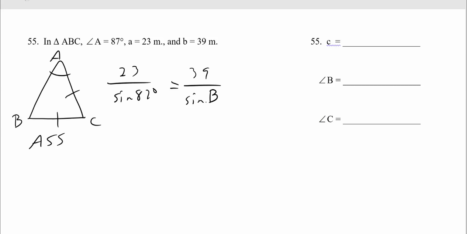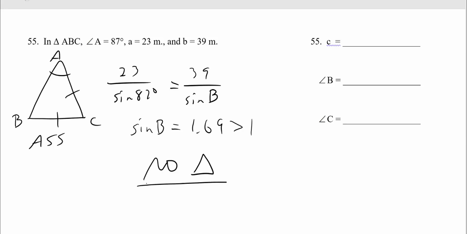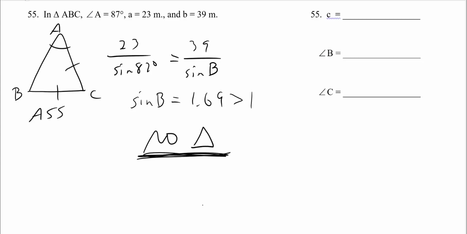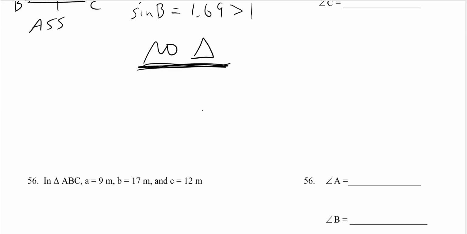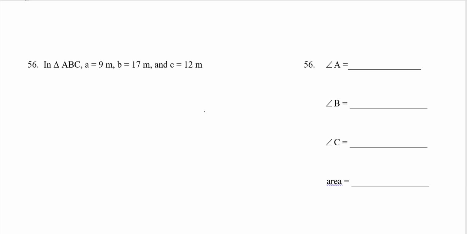All right, and actually, after you do that, you get sine of B is equal to 1.69, and of course this is way bigger than 1, so this is no triangle at all. Can't even be any triangle. Okay? Don't you wish all the problems were like that? Okay. We're getting there, guys. We're getting there.